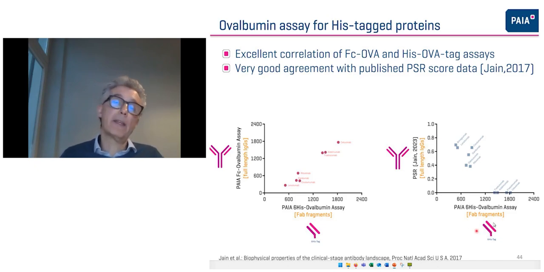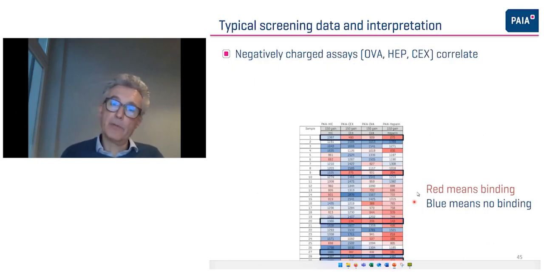And then, of course, the other thing that you look at is whether the results from this 6xHis ovalbumin assay correlate with the published data for the full-length antibodies. And again, you see nice correlation with what you would expect. So the binders in this assay correlate with the molecules that show high PSR scores in the Jain paper. So exactly what you would expect, pretty straightforward results here.